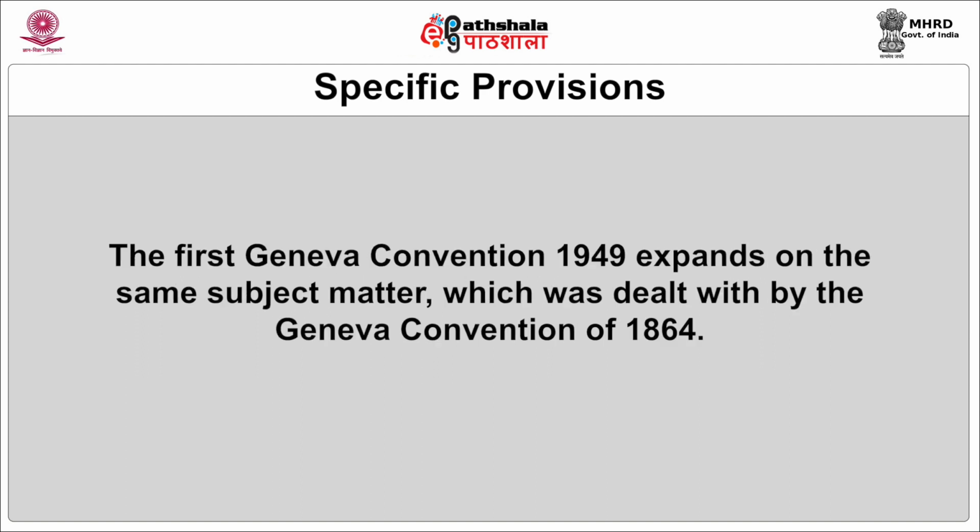Convention 1. The first Geneva Convention in 1949 expands on the same subject matter, which was dealt with by the Geneva Convention of 1864. It targets the wounded and sick soldiers, medical personnel and facilities, wounded and sick civilians, accompanying forces, or those who spontaneously take up arms, and military chaplains. The convention is divided into 9 chapters. Some of the specific provisions that constitute the substance of the convention are discussed in this section.